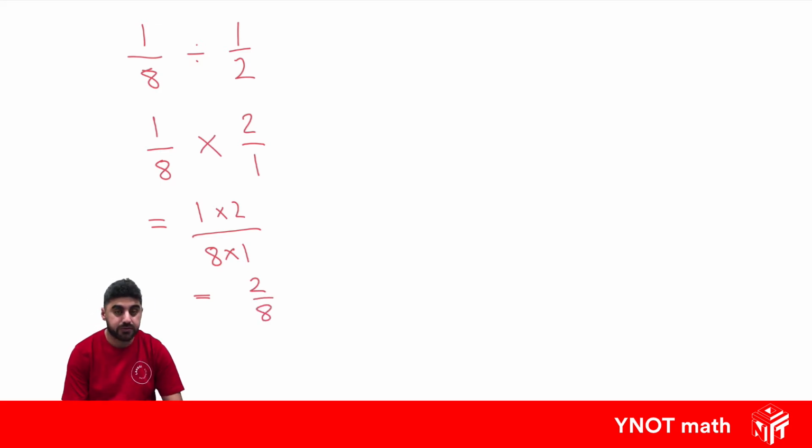But we've got to be careful because we can simplify that fraction because they're both divisible by 2. And 2 divided by 2 is 1, 8 divided by 2 is 4, and we get our final answer of 1/4.